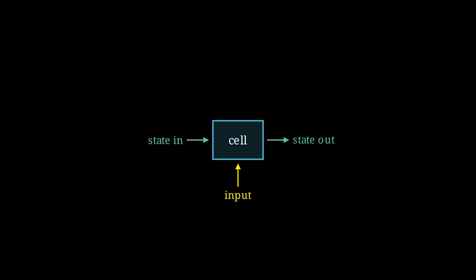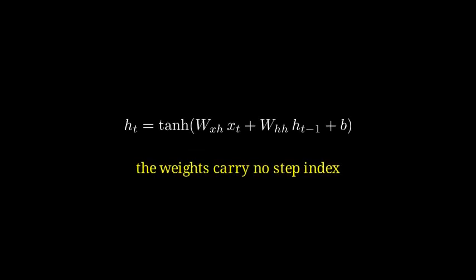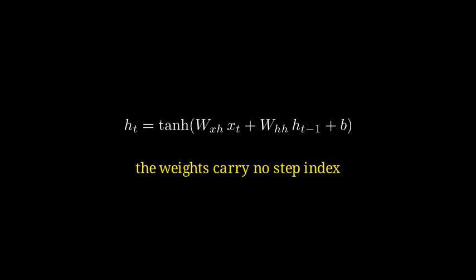Not a stack of distinct layers, but one layer applied again and again down the length of the sequence, feeding its own memory forward. Written out, the new state is the hyperbolic tangent of a weighted sum, the current input through one set of weights plus the previous state through a second set of weights plus a bias. The thing to notice is what is missing. Nothing in that rule depends on where you are in the sequence. The weights do not carry an index for the step. One cell, reused all the way down the stream.